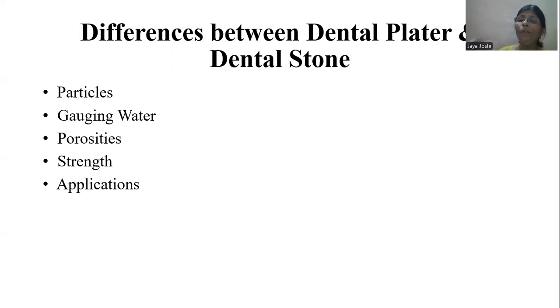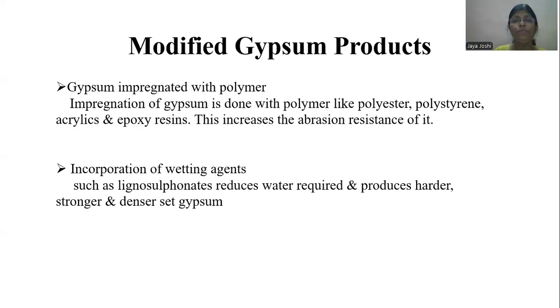And depending upon the strength, you will find the applications of dental plaster and dental stone. So these are the basic differences between dental plaster and dental stone. Please never write the differences as this is white in color and this is green in color, or this is alpha hemihydrate or beta hemihydrate. These are not the differences. So if you write it stepwise, you will not miss any of the differences.